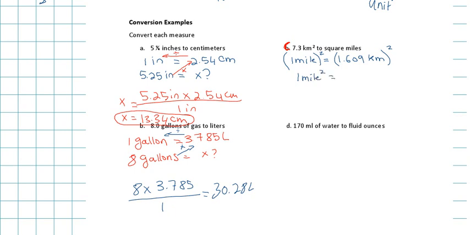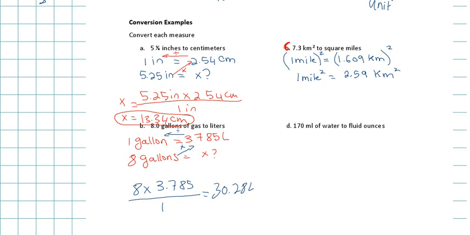Can you guys do 1.609 squared for me? What do you think? 2.59. 2.59, good, kilometers squared. Okay, so my first step was to make it into a squared unit.